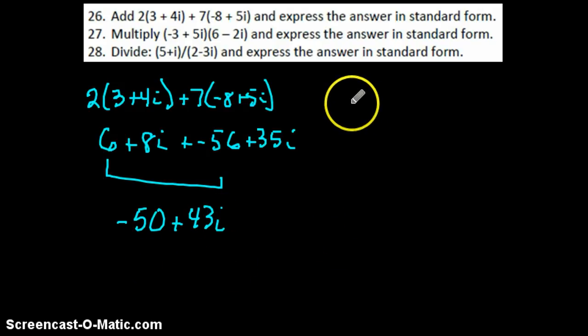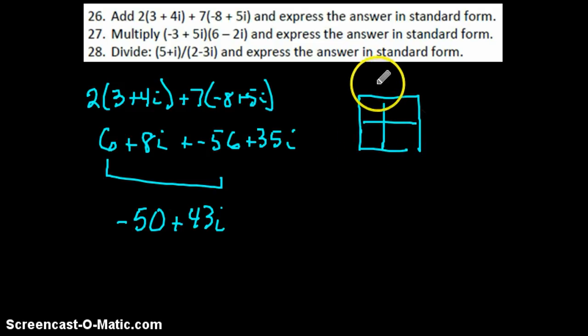Now 27 is a multiply problem, and I'm just going to use the box method here, okay? So remember what I do here. It's negative 3. This is a plus 5i. And this is a 6 and a minus 2i. Okay? And so I'm going to multiply row and column. That's minus 18. That's a 30i. That's a plus 6i. And then this is a minus 10i squared.